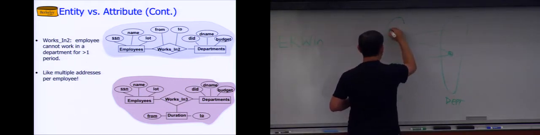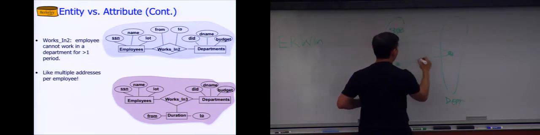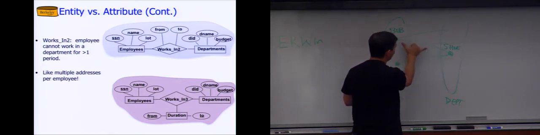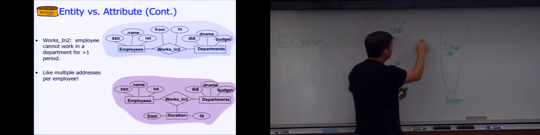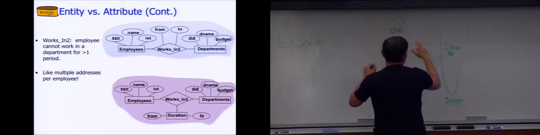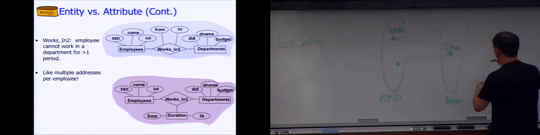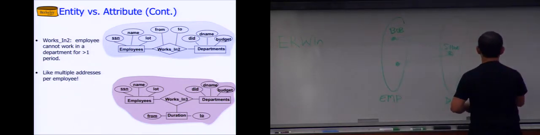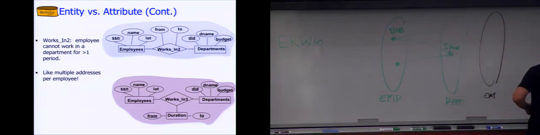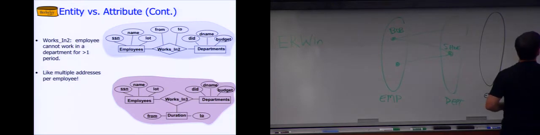Agreed? Okay? But if this is Bob and this is shoe, there's no notion that there's multiple edges between Bob and shoe. So the relationship, not the relationship set, but the relationship between Bob and shoe is just one. And the attributes associated with it, from and to, are unique. If we want there to be many edges between Bob and shoe, we need to introduce a third oval. So let's do it all over again. Here's emp. Here's dept. And here's work. Here's, what do we call it? Duration.